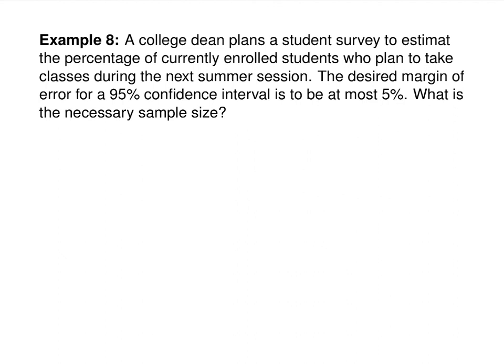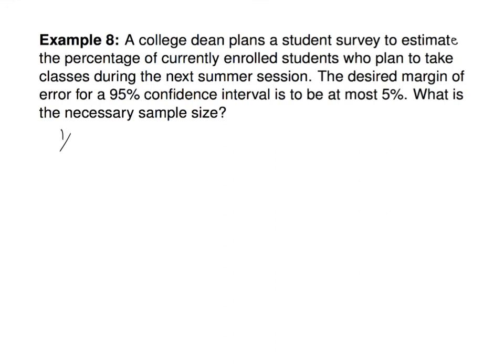Okay, one more. A college dean plans a student survey to estimate the percentage of currently enrolled students who plan to take classes during the next summer session. In times of budget crisis, they might decide that there won't be another summer session. So the desired margin of error for a 95% confidence interval is to be at most 5%. What is the sample size?